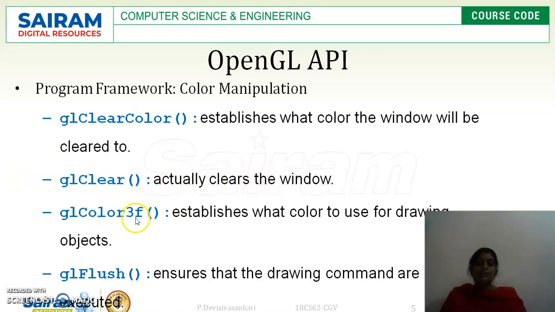And glColor3f. See here, 3f is a variable, in the sense we can use 2i or 2f or 4 also. Okay, so it depends on the image you are using, whether it is a 2-dimensional object or image or a 3-dimensional object, or sometimes we will be using 4 different components also. So this is used to establish what color to use for the drawing objects, right?